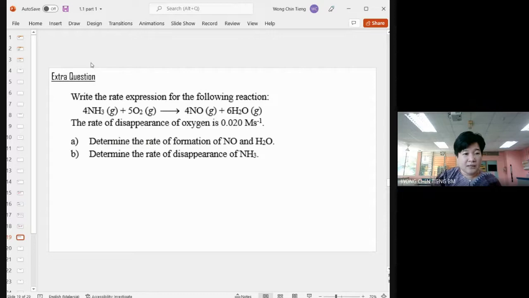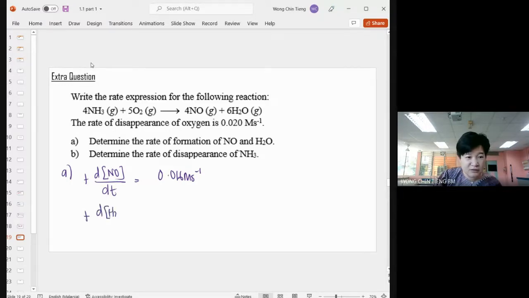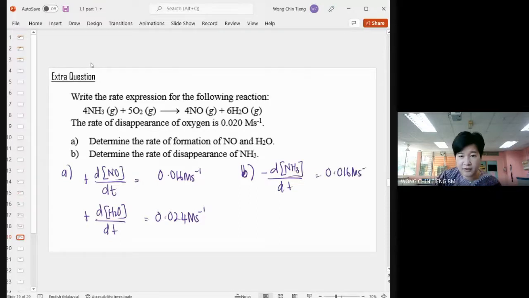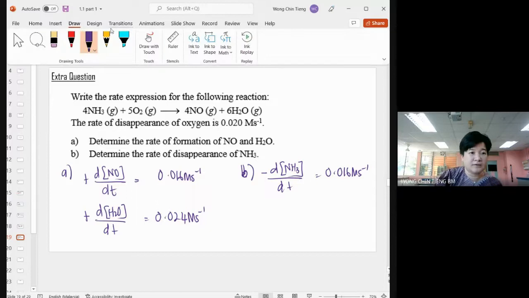Okay. A, nothing, formation of the NO, if everyone can do it, just very quickly checking your answer. Over there, I have 0.016 ms -1. I also scribbled everywhere, I also had to find the answer. d[H2O]/dt. Alright, I also calculated like that. So correct me if I'm wrong. For the B, negative d[NH3]/dt equals 0.016 ms -1. Right? Okay, I think the calculation is no problem.